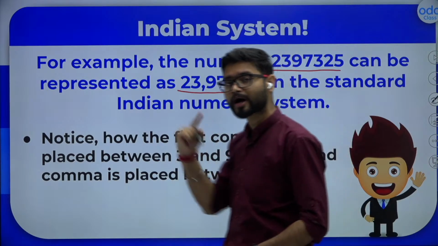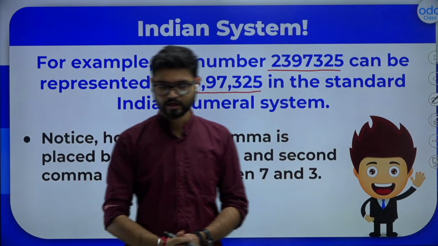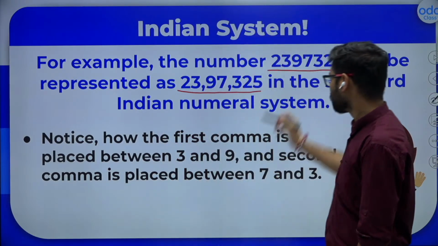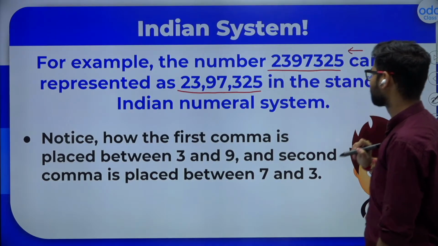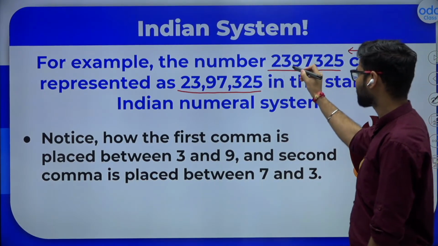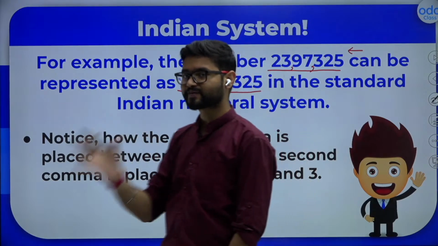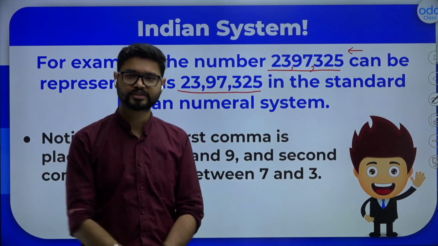Now let's talk about how to place the commas. In the Indian system of numeration, we always start putting the commas from the right hand side. After 3 digits, we place a comma, then after every 2 digits. So we start by placing a comma after the 3 digits, and then after every two digits.